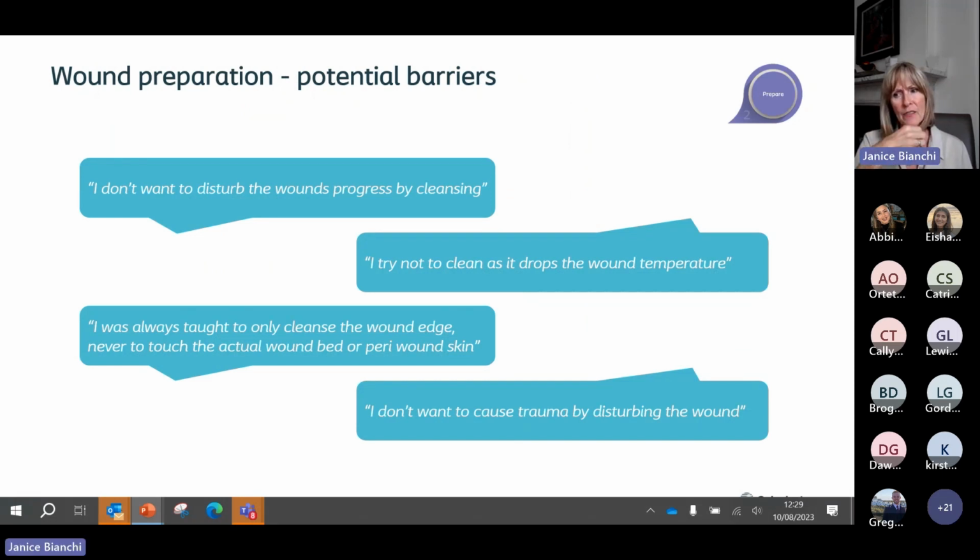And things have changed. When I was taught way back, a long time ago in wound management, I was taught that you were very careful not to disturb the wound bed. And you can see from the third quote here, I was always taught to only cleanse the wound edge, never touch the actual wound bed or the peri-wound skin. And the quote at the bottom, I don't want to cause trauma by disturbing the wound. So I can understand why people are reluctant to use wound preparation, but things have moved on, and we'll have a look at why that is.